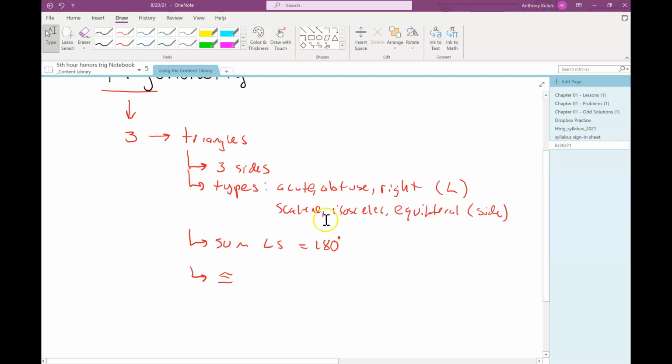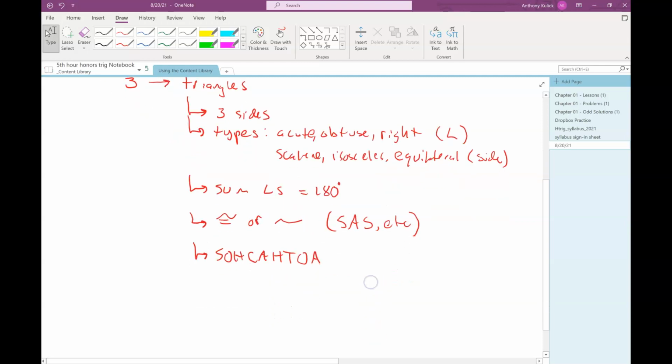Oh, did OneNote just freeze on me? Okay. Okay, very good. And one other acronym that wasn't exactly the one that I thought you would say, but it's a good one nonetheless. Yes. Yeah. And SOHCAHTOA is an acronym to help us remember the definitions for sine, cosine, and tangent.